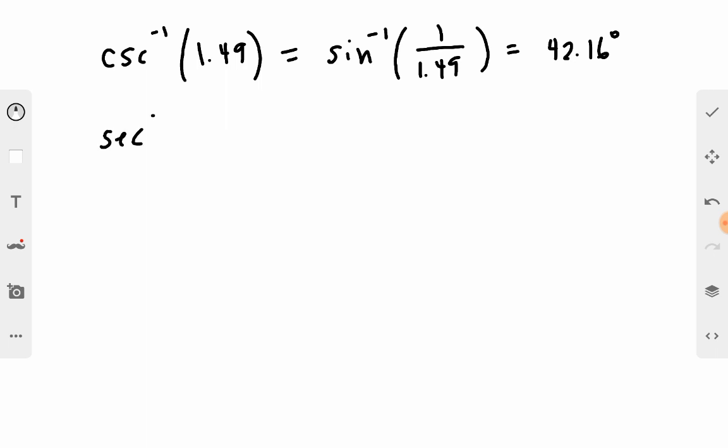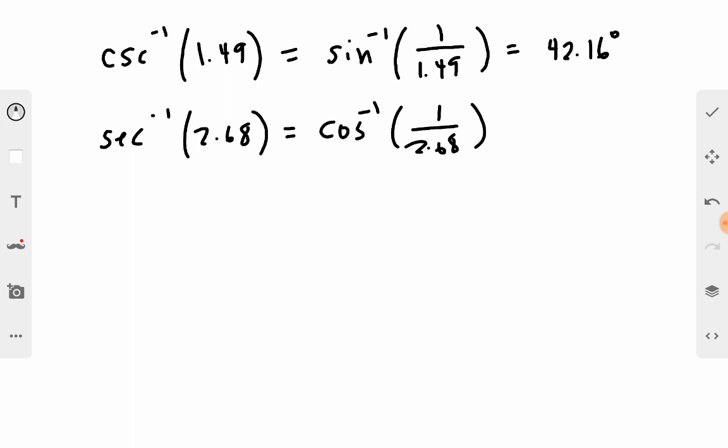Okay, let's say that we want to do secant inverse of 2.68. That's the same as cosine inverse of 1 over 2.68, and that's going to be equal to 68.09. Now a lot of times we do these in degrees just because with the inverse functions, degrees tend to be a little bit easier to work with. But you could also find it in radians. Just remember that you have to switch your calculator back and forth between degrees and radians.